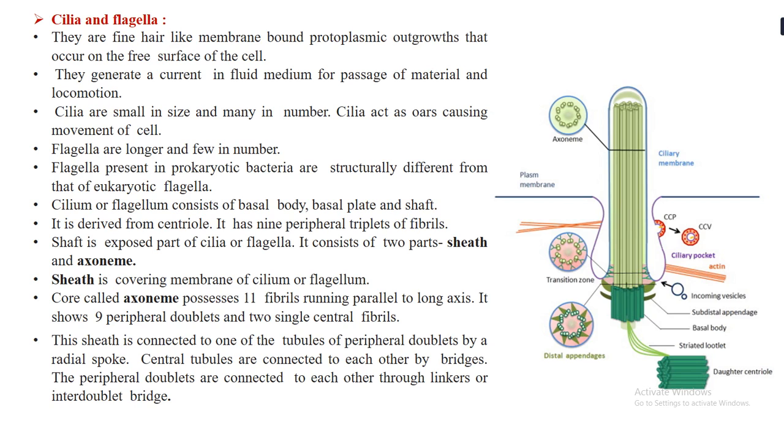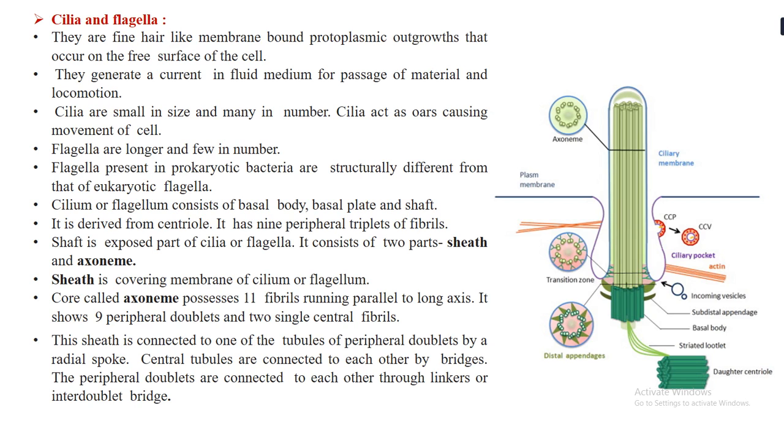Now if we compare the cilia and the flagella, cilia are smaller in size but they are many in number, and flagella are longer but they are few in number. Cilia act as an oar causing the movement of the cell. Now the flagella present in prokaryotic bacteria are structurally different from that of the eukaryotic flagella.